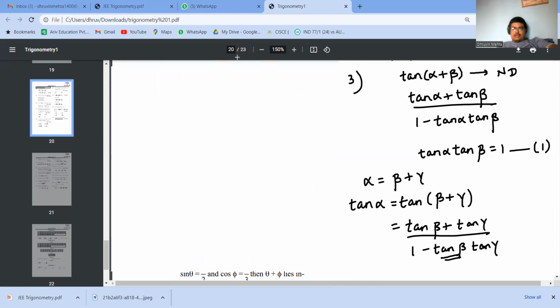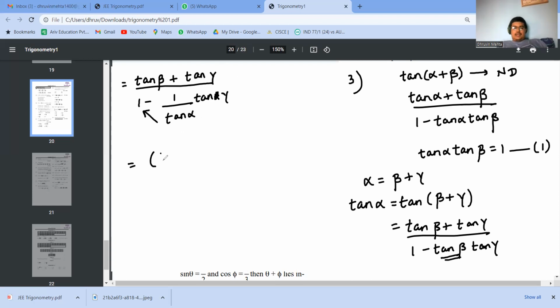Sure, we substitute that. So we have tan beta plus tan gamma upon 1 minus tan beta is 1 upon tan alpha from equation 1. चलो अब यहाँ पे LCM ले लेते हैं इसका. So we will get, sorry, this is gamma by the way. So when you take LCM, then we will get tan beta plus tan gamma upon tan alpha minus tan gamma.